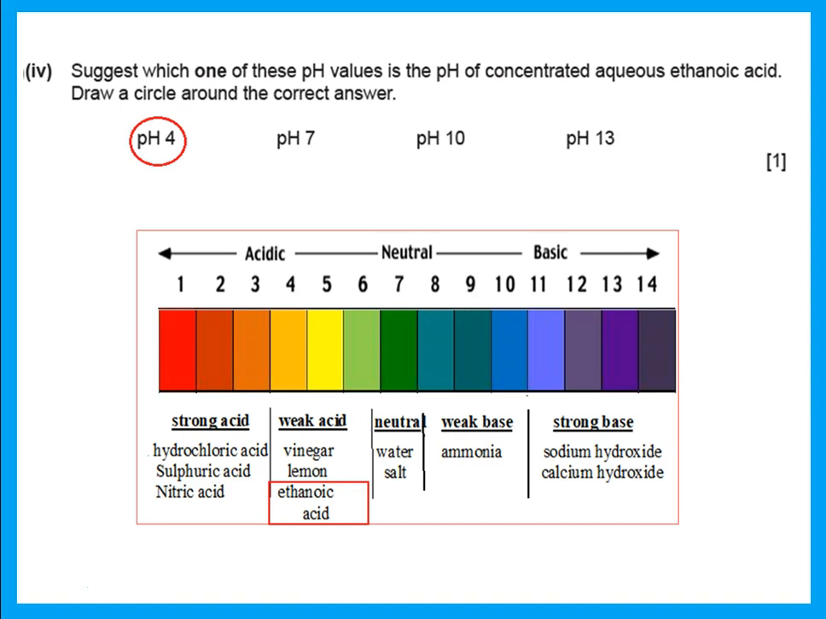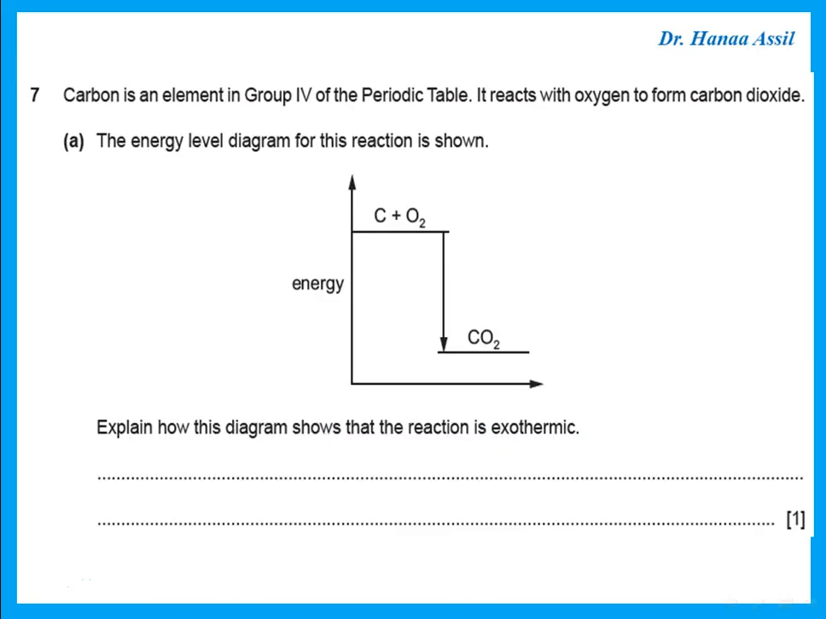So the fact that it's concentrated doesn't mean it's going to have a pH of 1. That's not right. Okay. Question 7 talks about carbon. Carbon is an element in group 4 of the periodic table. It reacts with oxygen to form carbon dioxide. The energy level diagram for this reaction is shown. Explain how this diagram shows that the reaction is exothermic.